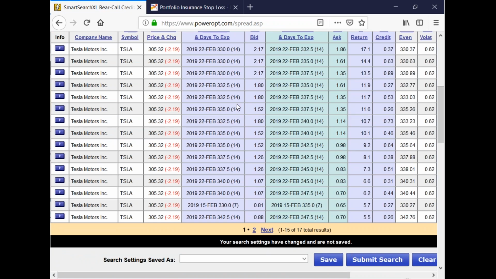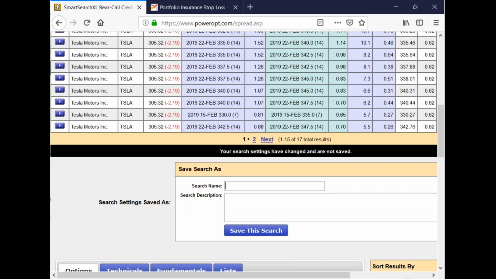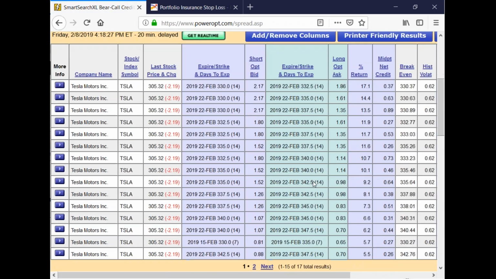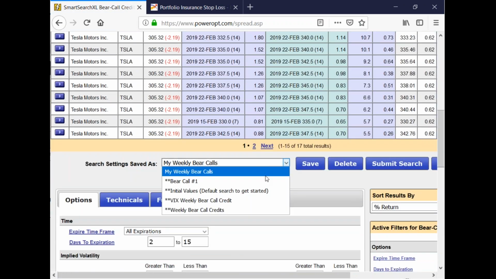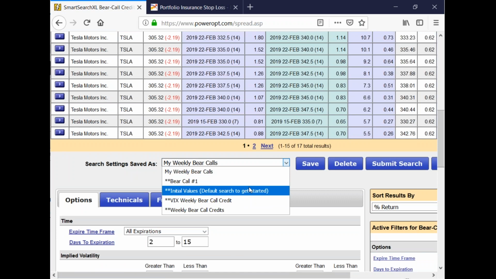Now, if I'm comfortable with the results, I'll just save this search now, and I can call it My Weekly Bear Calls, and I could put in a brief description. And then we'll click Save this search. So now anytime I log on to PowerOptions, go into the search, I can access my criteria or toggle back to the default PowerOptions criteria at any time.